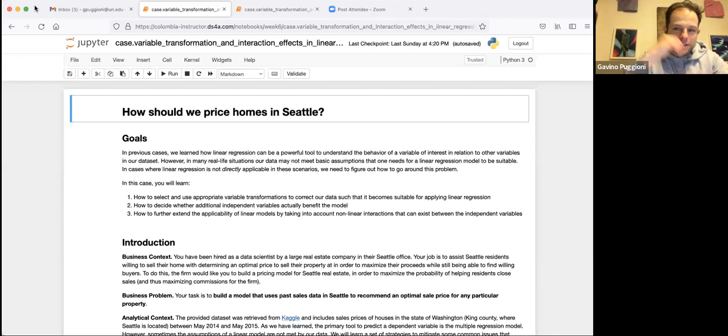And what does really determine the price of a house? There are many variables to consider. And today we are going to learn how linear models can help us making this type of decision, while at the same time, we learn some extensions of the basic linear model. In particular, we learn about variable transformation and interaction effects.